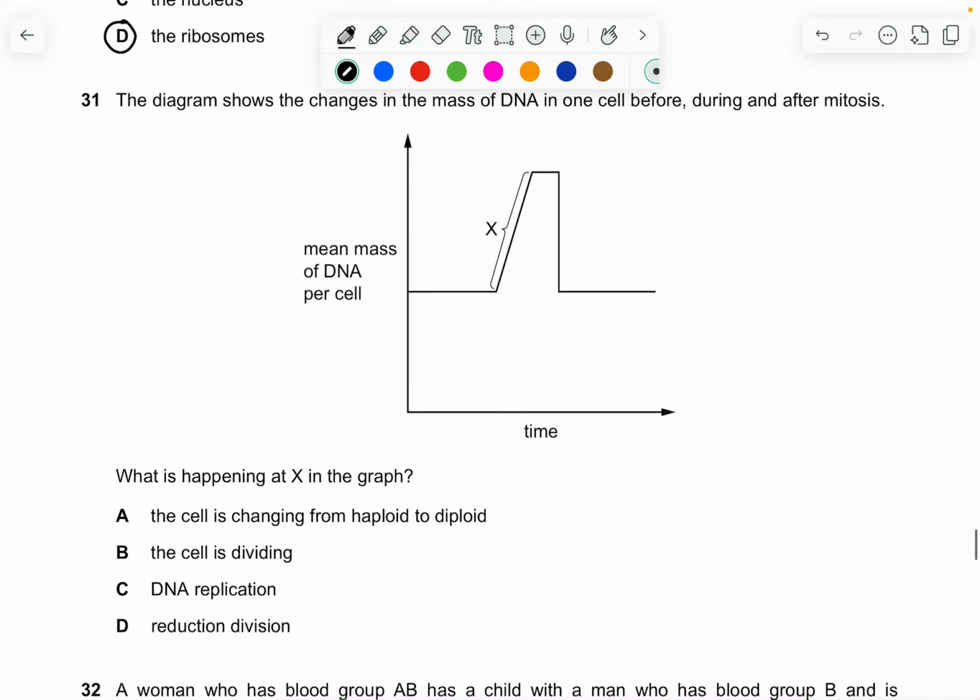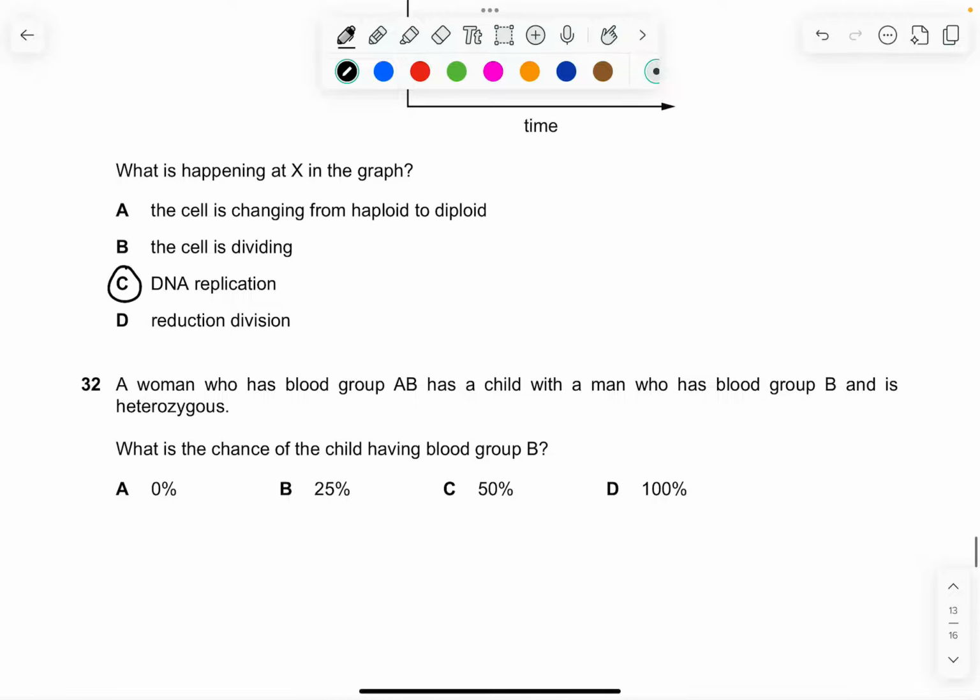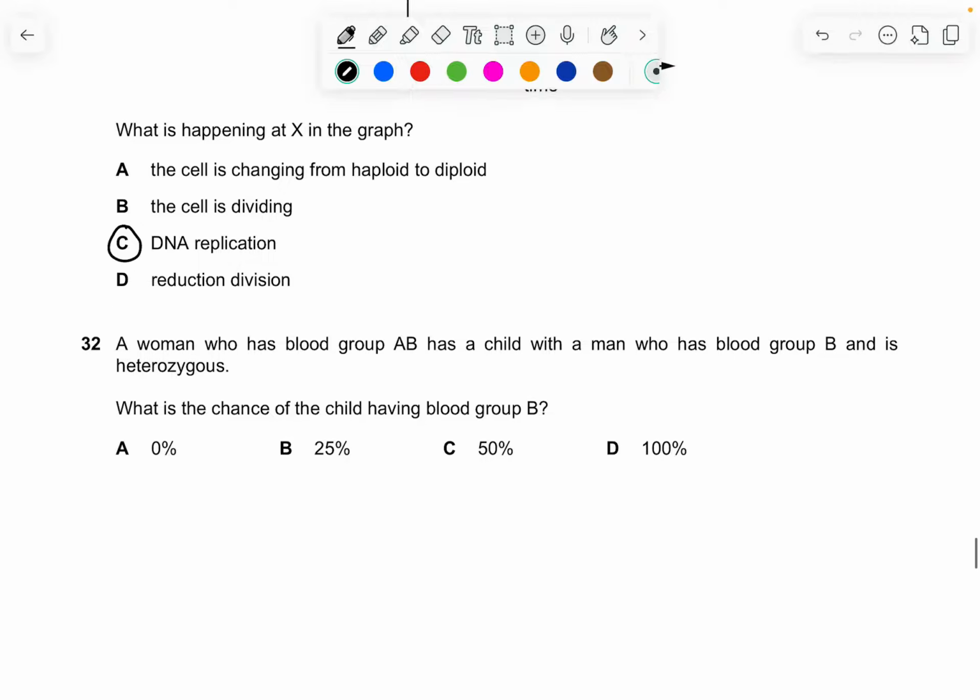Okay, so remember, there is one phase that's replication. Replication actually doubles the amount of DNA, the genetic material. It becomes double. So what happens during X is the DNA replication. Question 32. A woman has blood group AB, has a child with a man who has blood group B and is heterozygous. So what is the chance of the child having blood group B?